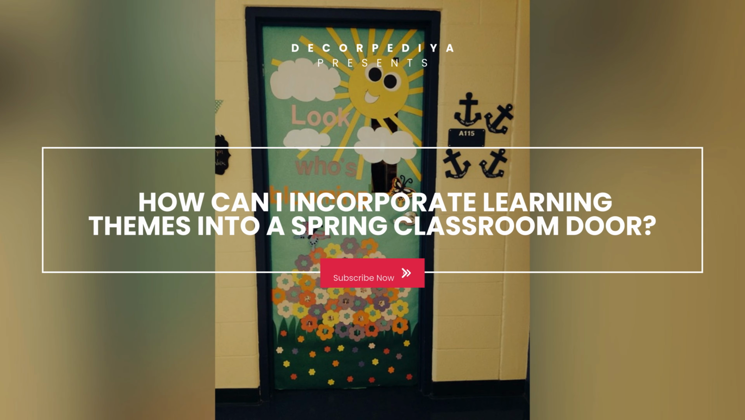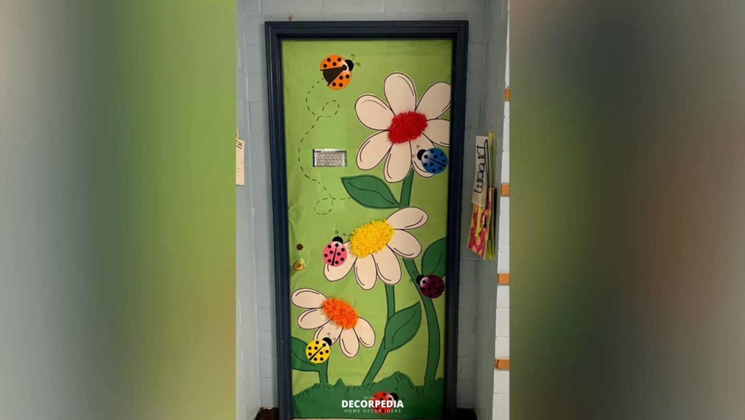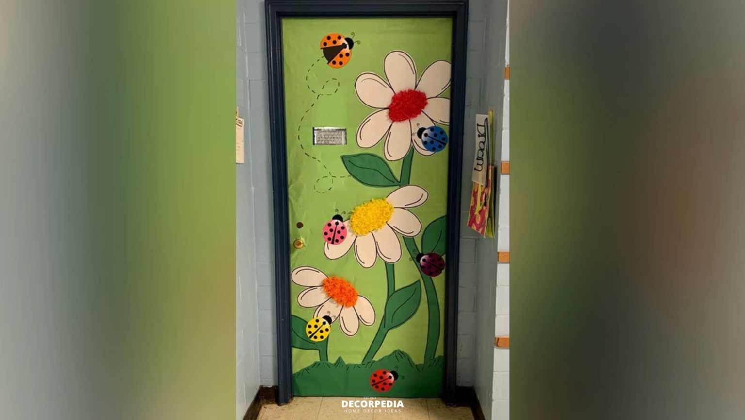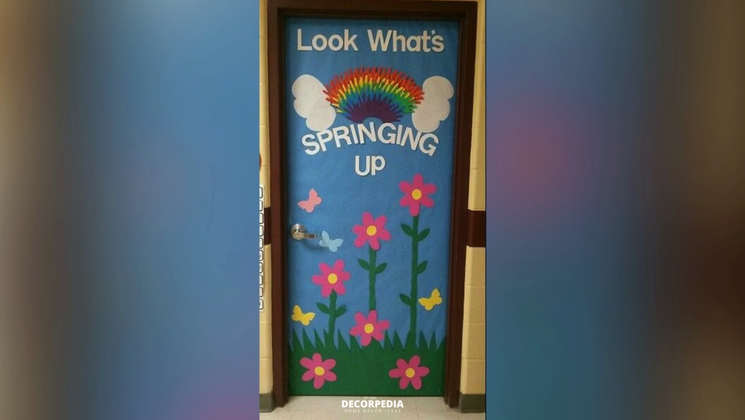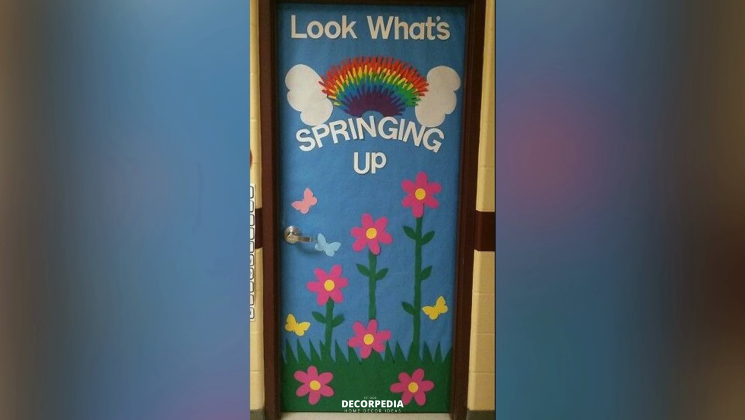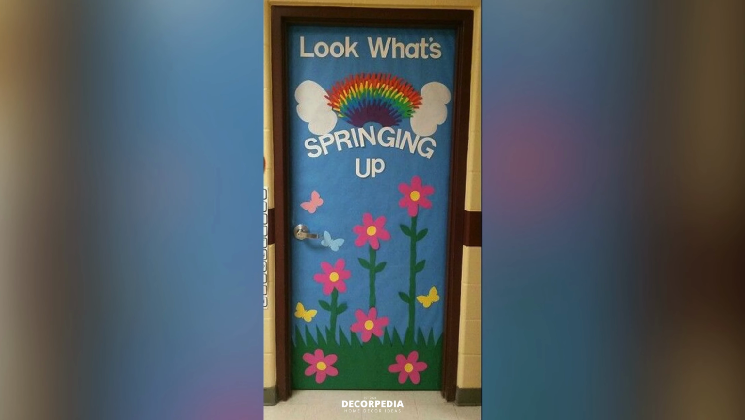How can I incorporate learning themes into a spring classroom door? Spring door decorations can be both beautiful and educational. A springtime math garden can feature flowers with math problems on the petals and answers on the leaves to make learning fun. A Grow Your Vocabulary tree, where students add new words to paper leaves or flowers, encourages language learning.